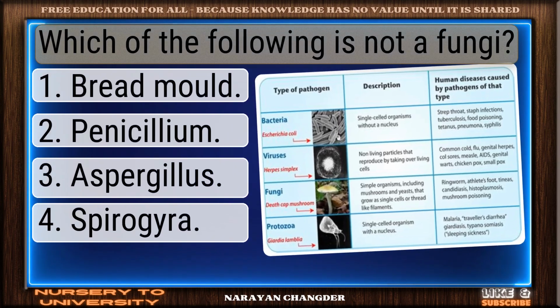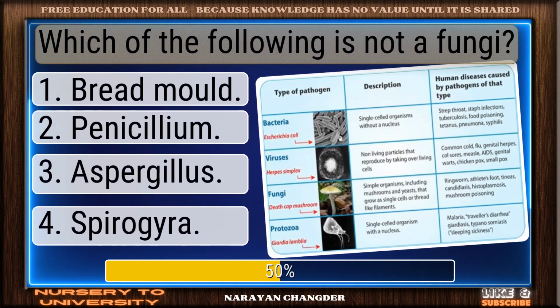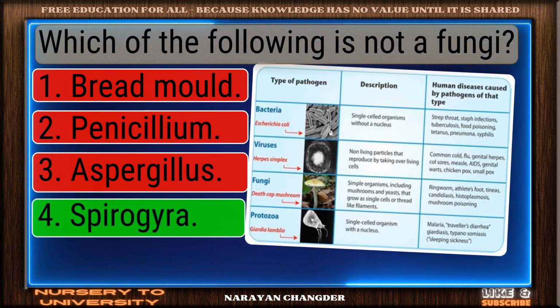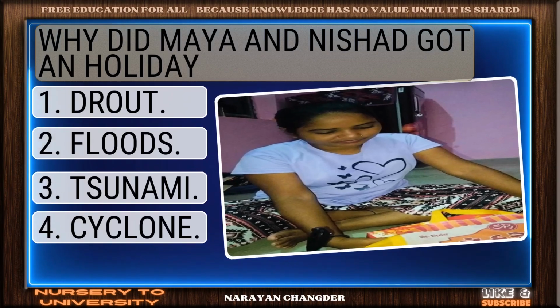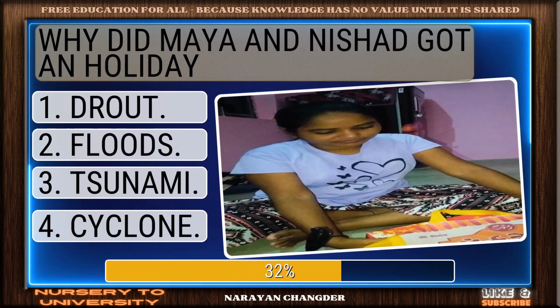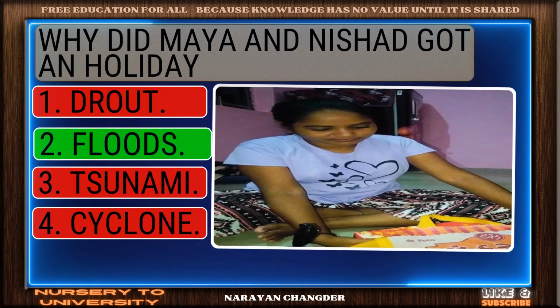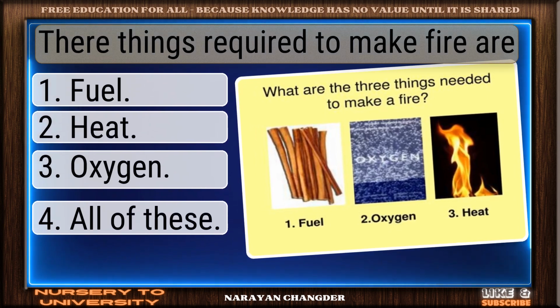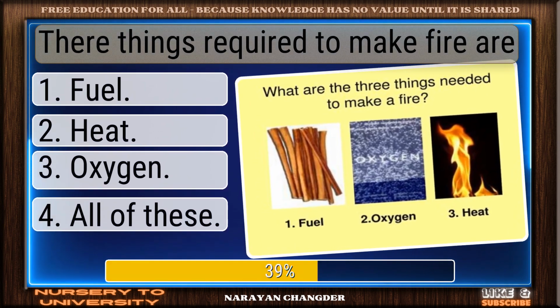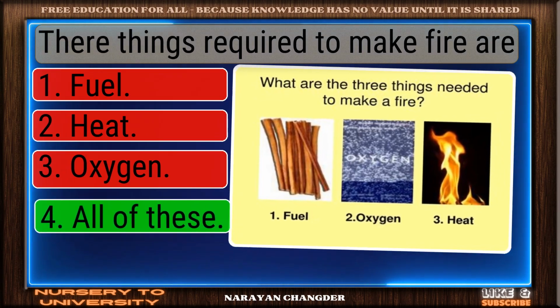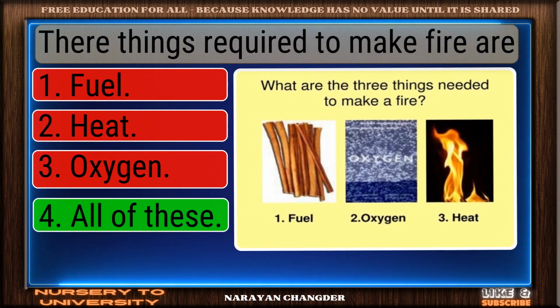Which of the following is not a fungi? You got it. Your choice, Spirogyra, is right. Why did Maya and Nishad get a holiday? Perfect. Floods is the correct choice. The things required to make fire are. Well done. All of these is the right choice.